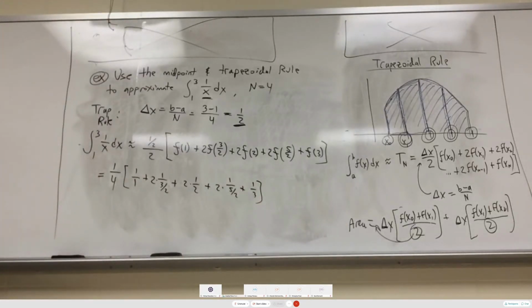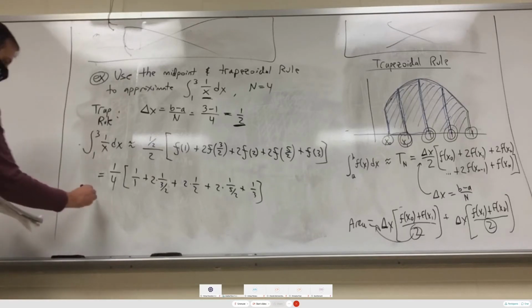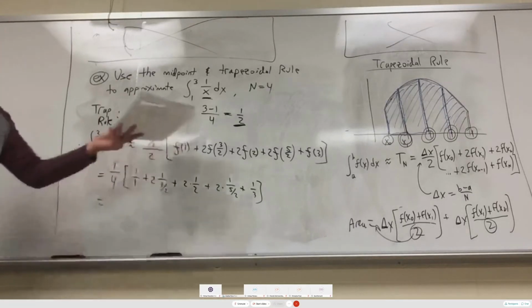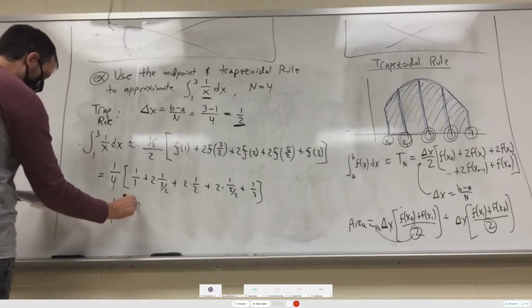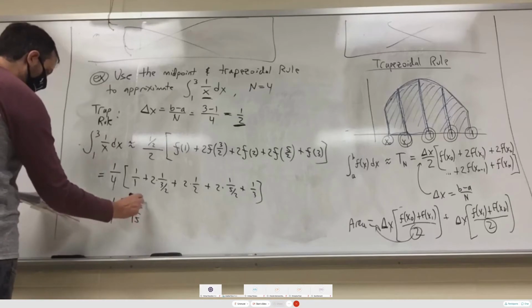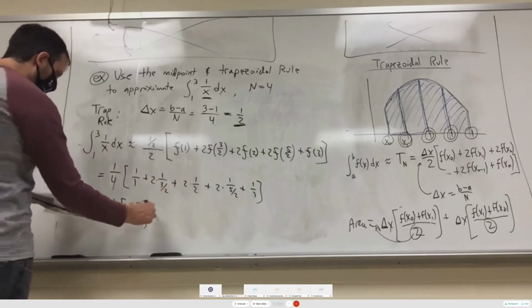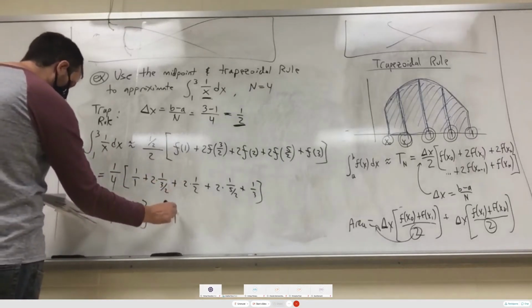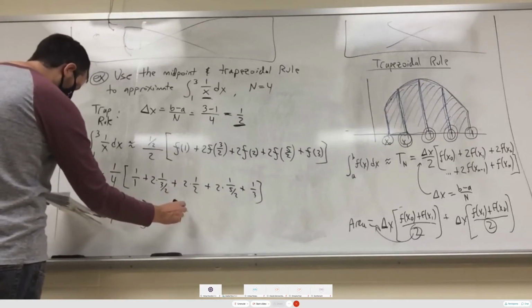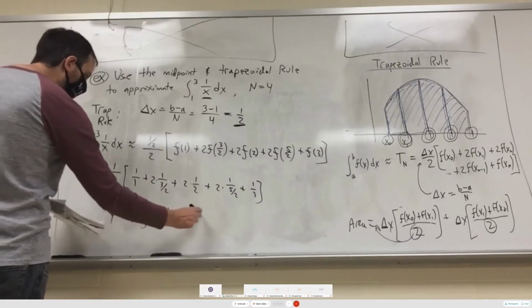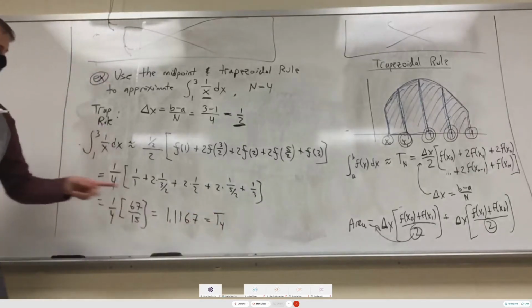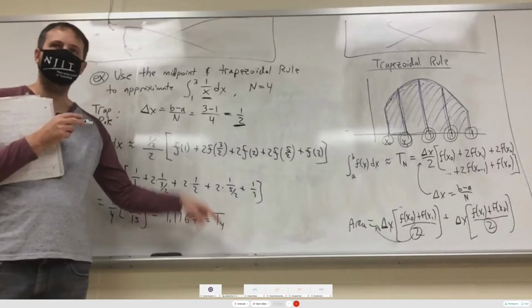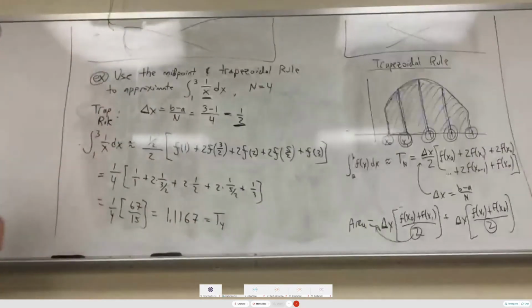Is there any reason at all to do this out? Not really. But you can find a common denominator. If you do that, you're going to get 1/4 times 67/15ths if you calculate all these things up. And if you plug that into a long division or something, you get 1.1167. That is what we call T sub 4, the trapezoidal rule estimate with 4 subdivisions.